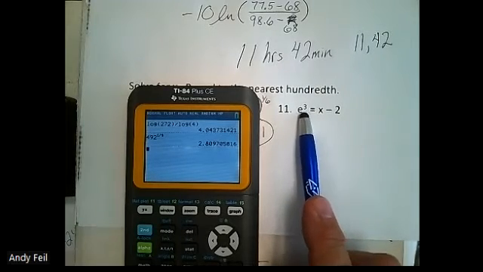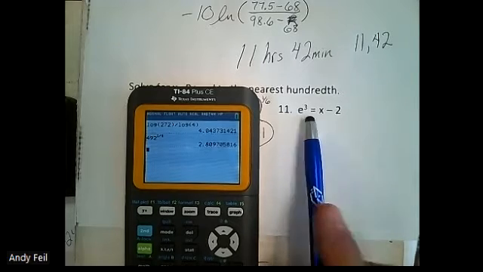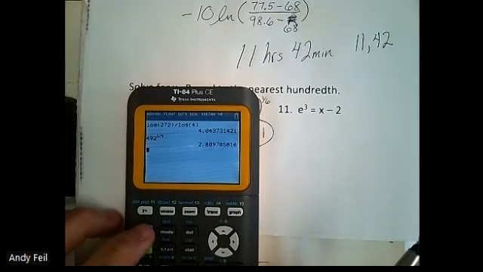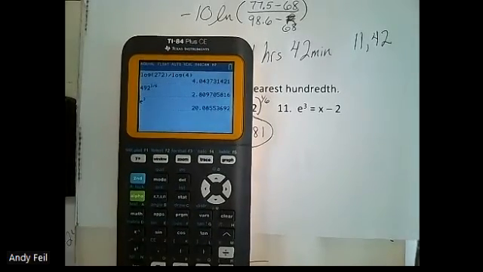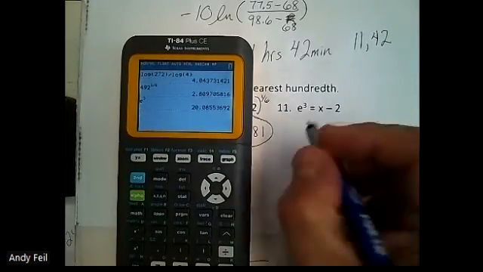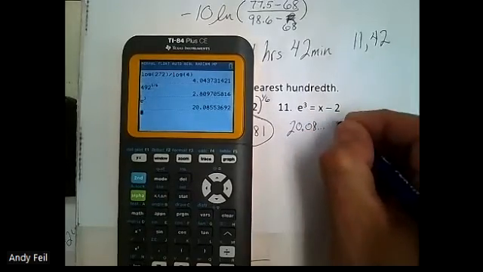Is e to the 3rd power just a number? Yeah, can you figure out what that number is on your calculator? Try it. Type in e raised to the 3rd power. It's just a number. It's 20.08 something, something, something. Don't round it off yet.